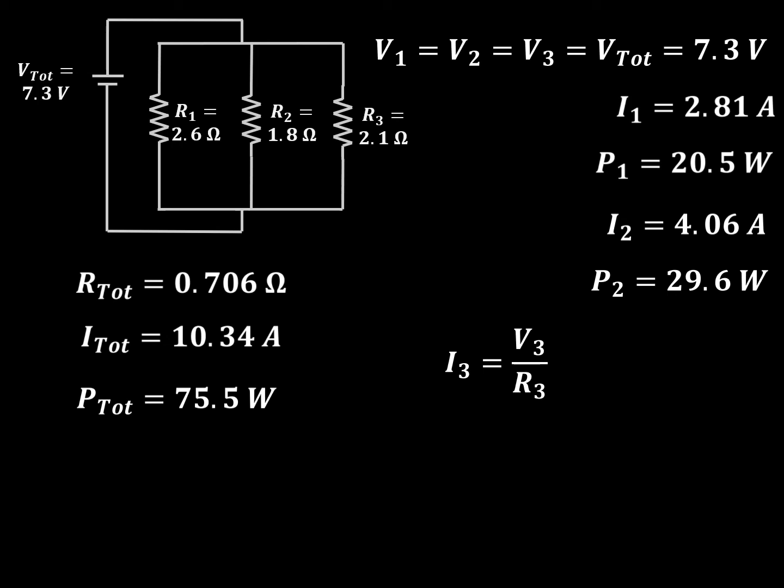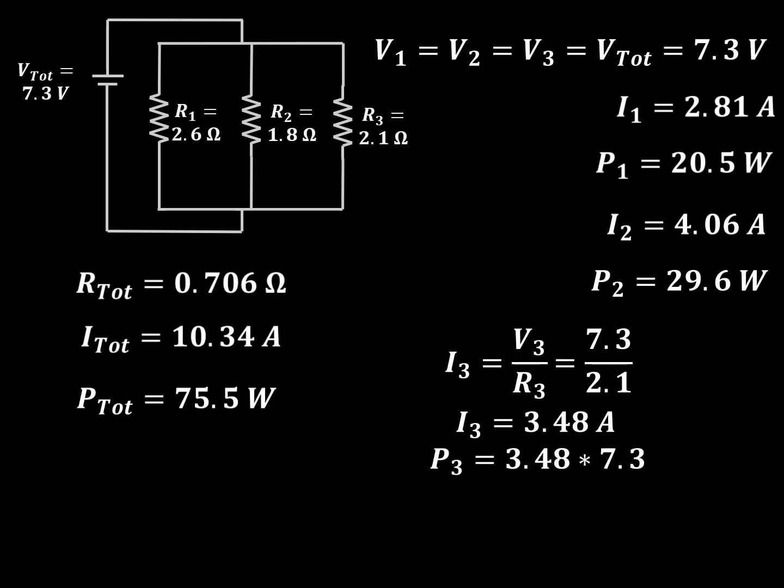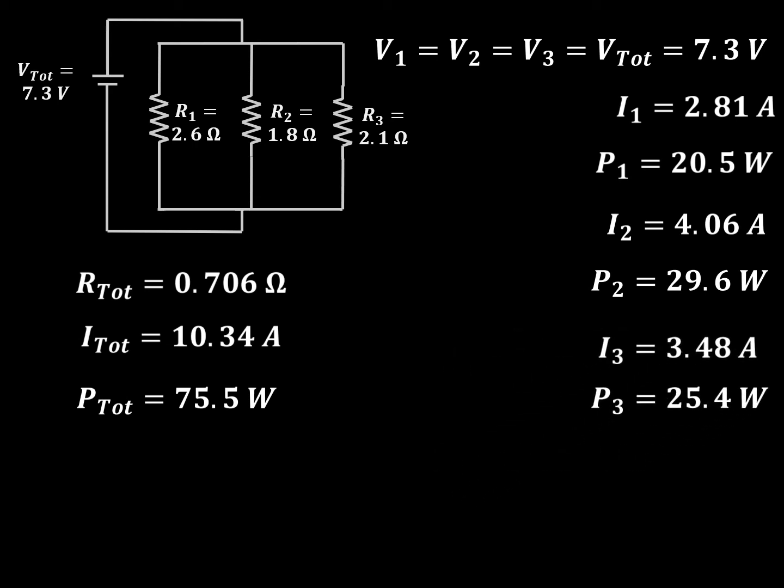For the third one, the current is going to be equal to the voltage 3 divided by resistance 3, so that's going to be 7.3 divided by 2.1, which is 3.48 amps. And then the power is going to be equal to the current, which is 3.48, times 7.3, which is the voltage, and that gives us 25.4 watts.